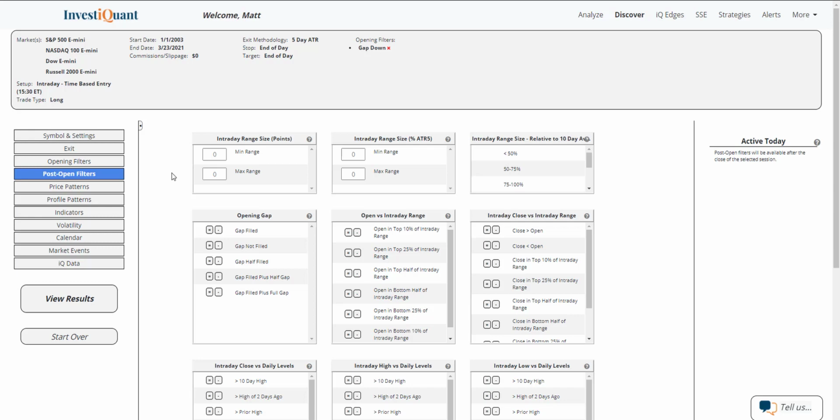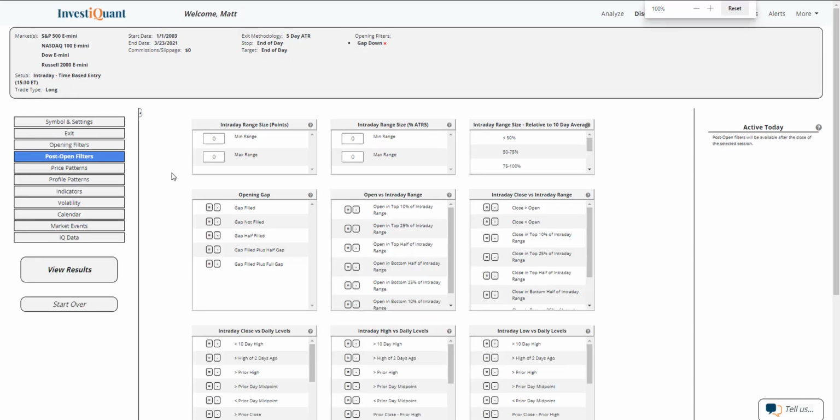Let me zoom out of this a little bit, bring a little bit more of my screen on here. I will first start by saying that today's high is less than the prior day high. So I'm going to say the intraday high is less than the prior day high. I'm going to hit the minus sign here where it says greater than prior day high. That is a not statement. So I'm saying the intraday high is not greater than the prior day high. That has been added to the test.